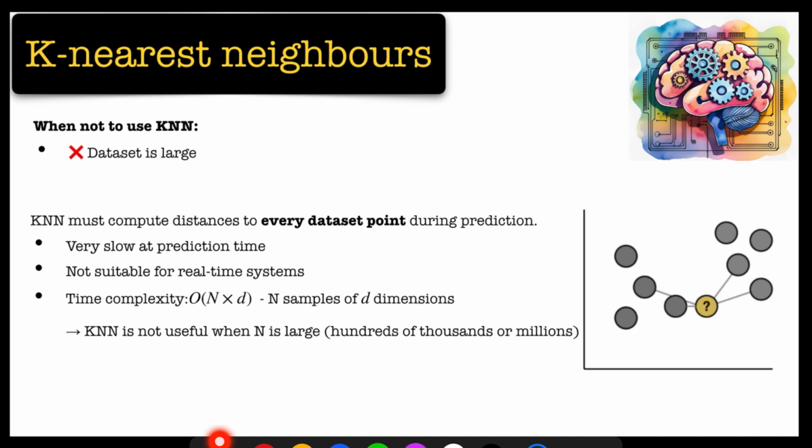Now, there are a few scenarios when we should not use KNN, like when the dataset is large. KNN must compute distances to every data point during prediction, so it is very slow at prediction time and not suitable for real-time systems. The time complexity is O(n·d), where n is the number of samples and d is the dimension of the data. So KNN is not useful when n is large.